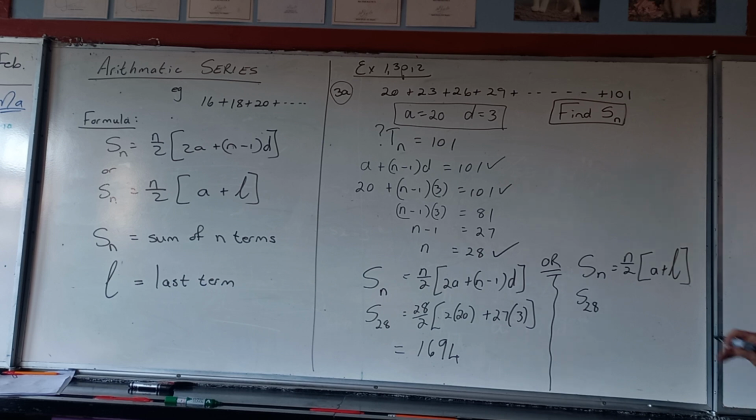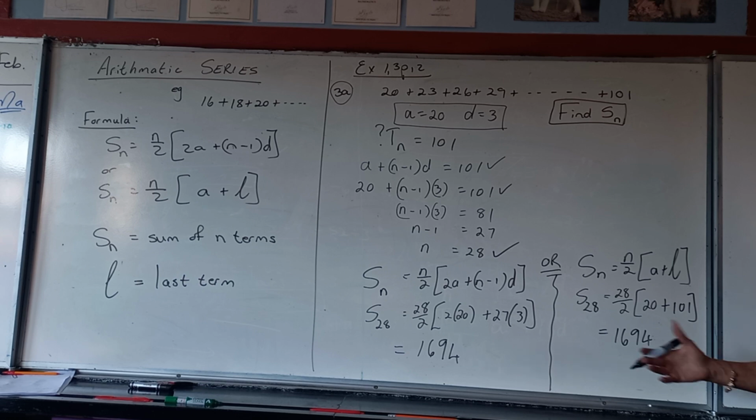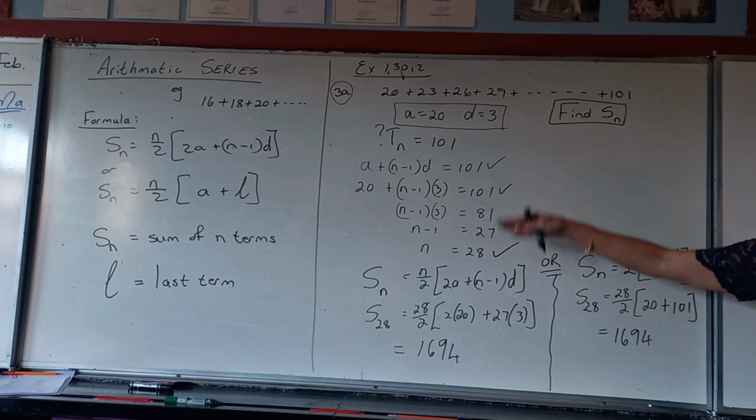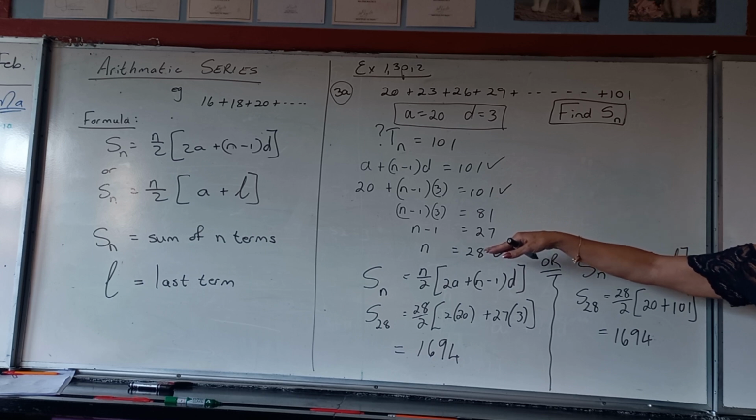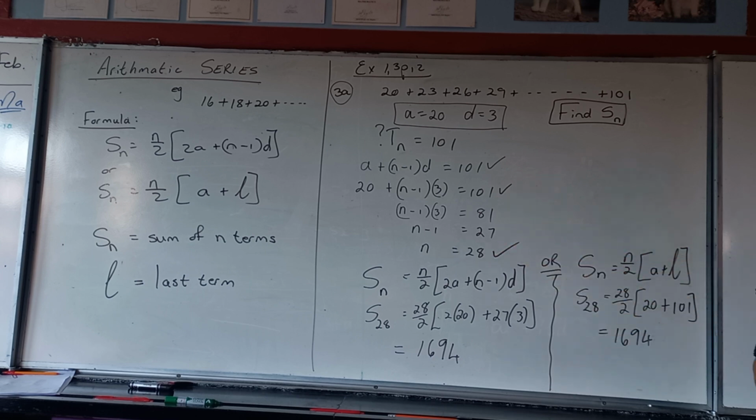Now let's see. If we did it with the shorter formula, because you had a choice here, it would have still been 28 in the place of n. A's value is 20 and L is 101. So we're using a completely different formula. And guess what? I bet you the answer will be the same. Double check it. You'll see that it is. So you had a choice here. I think the best choice, maybe by 3 seconds, might have been this one. But you had to go find out how many terms there are. You had no other choice. And nobody told you to. You had to find it out on your own.